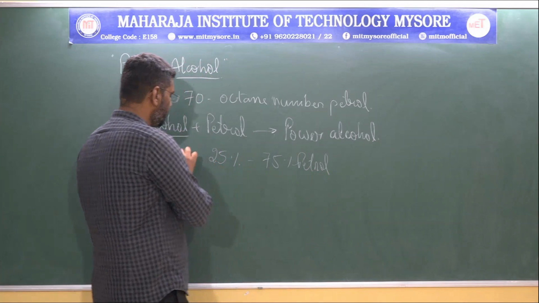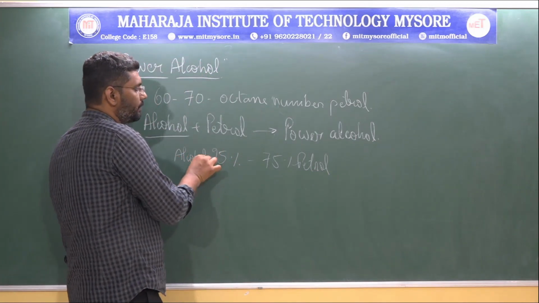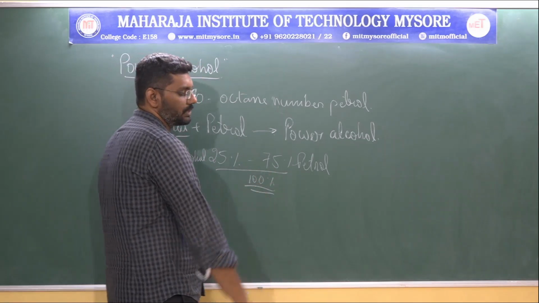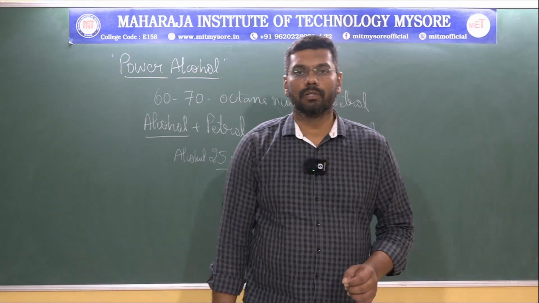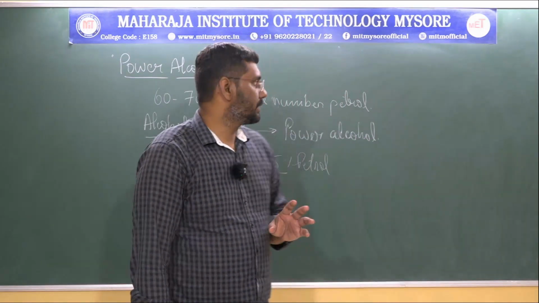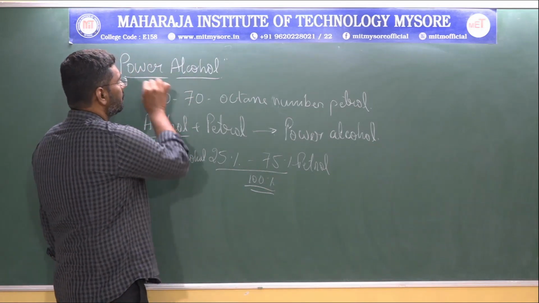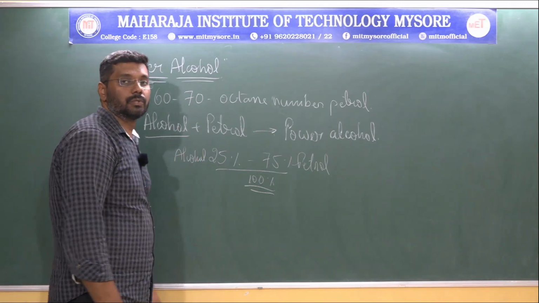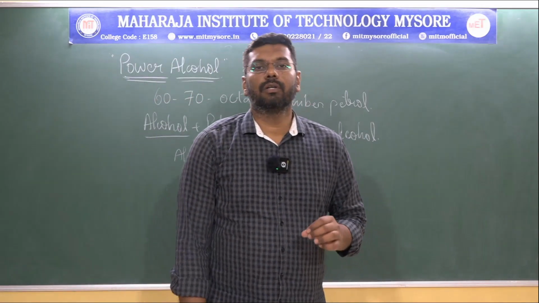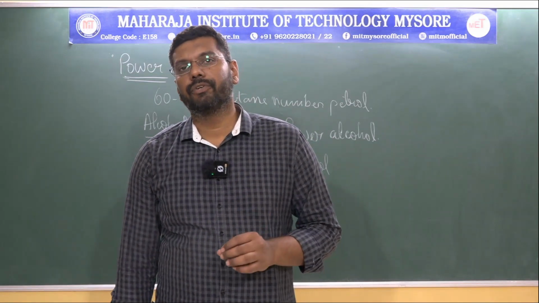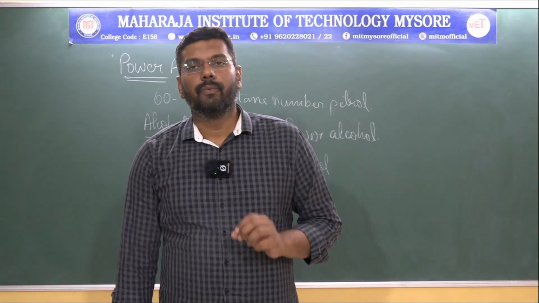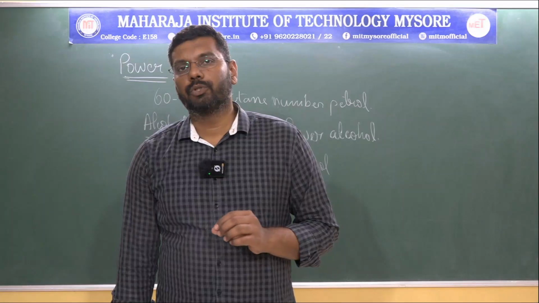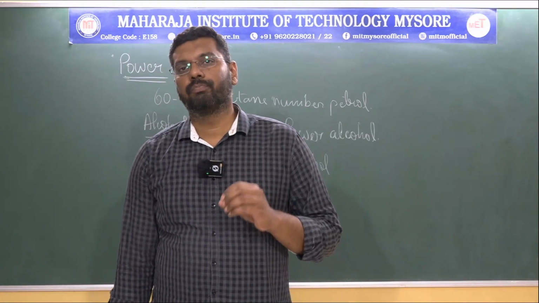So 25% alcohol will be added to 75% petrol, and this constitutes overall 100%. This fuel, petrol mixed with ethyl alcohol, we call the blended petrol, or it is also called power alcohol. Hopefully I am clear about this. Power alcohol is a blended fuel used to run motor vehicles, where alcohol is mixed with petrol in 25 and 75 portions to enhance the octane number of petrol.